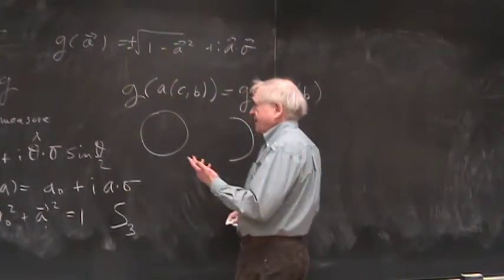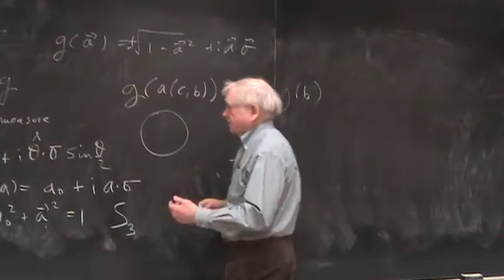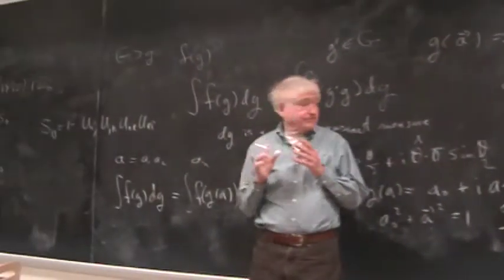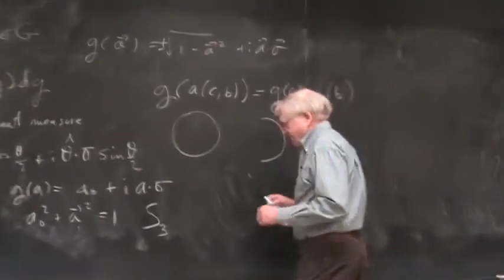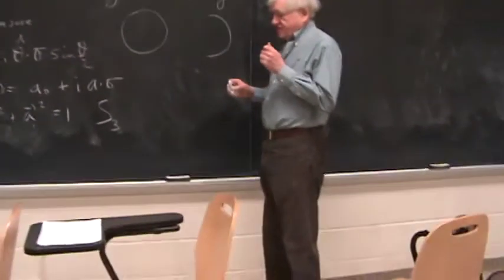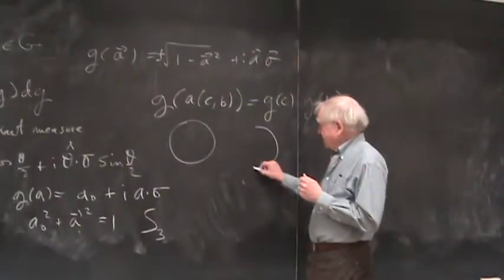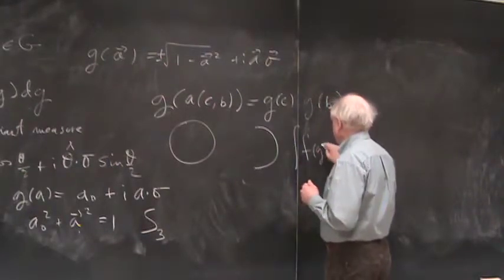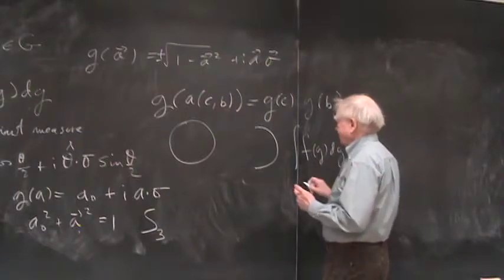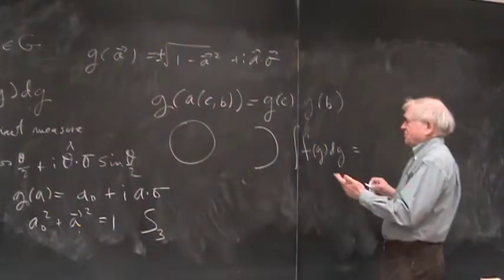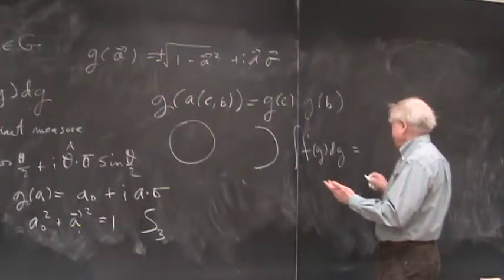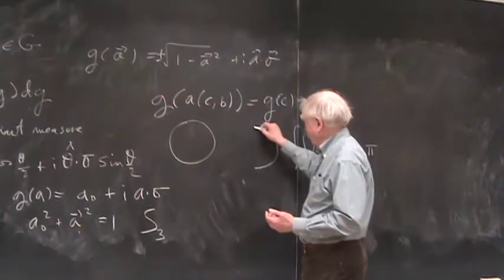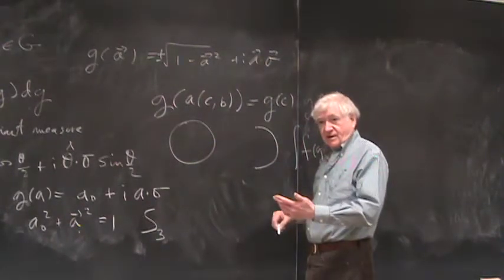Now you've got some function here, and let's say the function is one on angles between here and here. Then the integral of f of g dg would be whatever the length of that is. It's pi, isn't it? Because 2 pi would be the whole thing. It's 2 pi divided by 2. Yes.